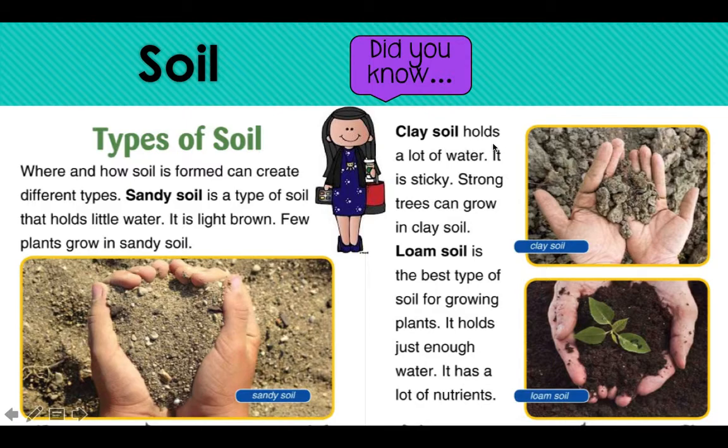Okay, clay soil holds a lot of water. It is sticky. Strong trees can grow in clay soil. Have you ever touched clay? It's kind of sticky. You may have used some kind of clay in art class. Loam soil is the best type of soil for growing plants. It holds just enough water and it has a lot of nutrients. This is what I usually think of when I think of soil.